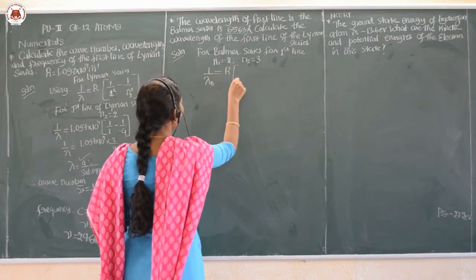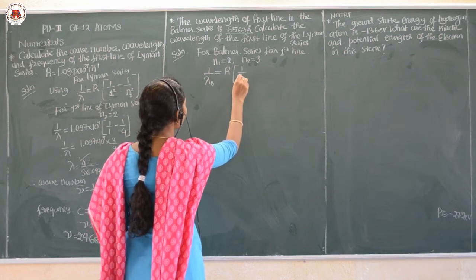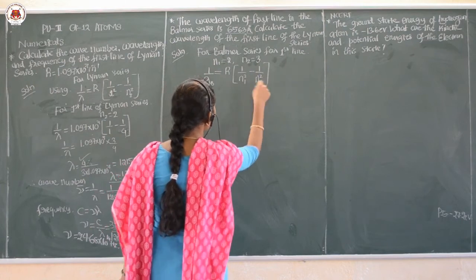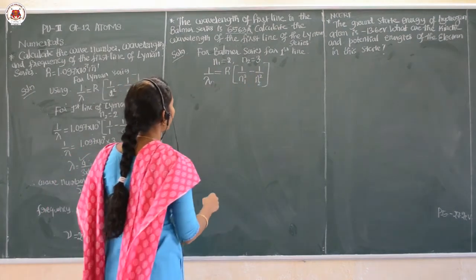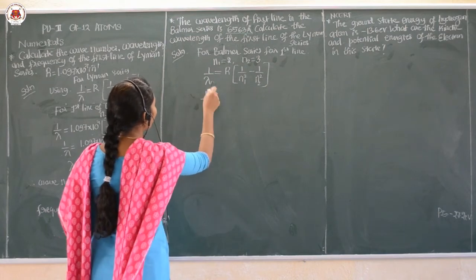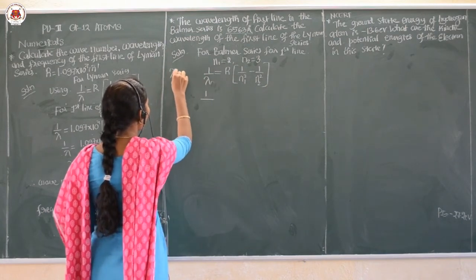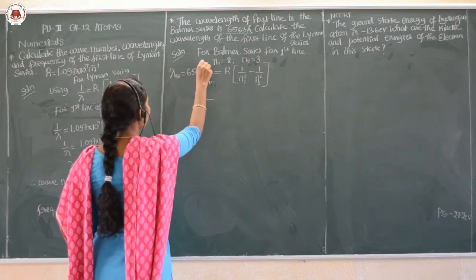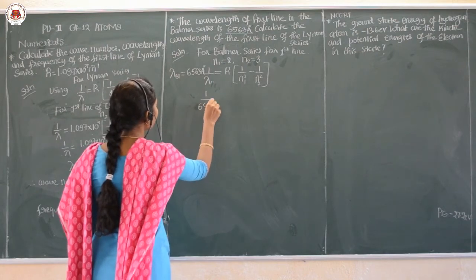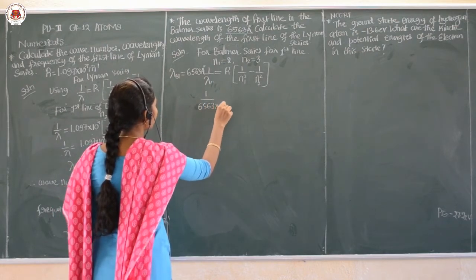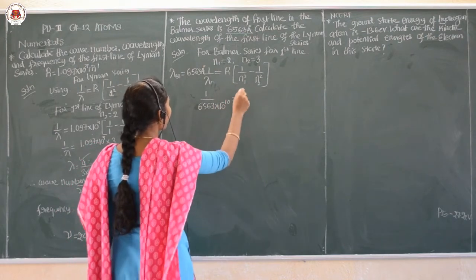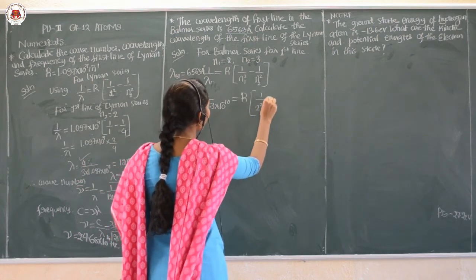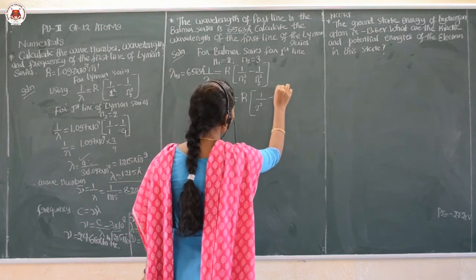I could write R into 1 by n1, or else first write down the formula, R into 1 upon n1 square minus 1 upon n2 square. This only we need to use now, the general formula, right. And here let us substitute the value of wavelength, that is the wavelength of the first line of the Balmer series, 6563 angstrom is given. 6563 angstrom into 10 raised to minus 10 is equal to R, keep as it is, 1 upon n1 means in the Balmer it is 2 square and n2 means it is 3 square for the first line.